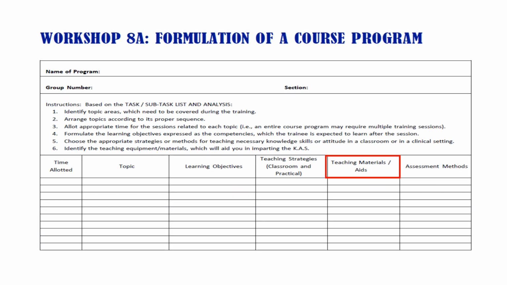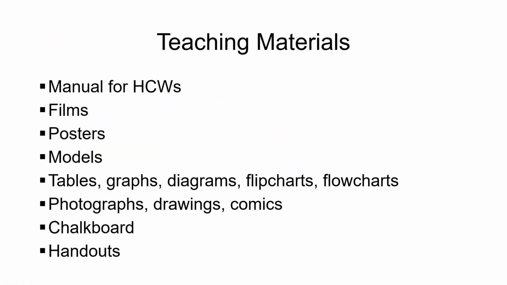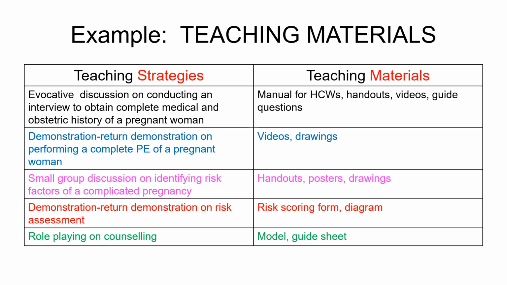The next step is listing down the learning resources or teaching materials or aids. This could range from visual aids to equipment needed for the training. As an example, the following teaching materials may be used for a given teaching strategy involving a particular learning objective.